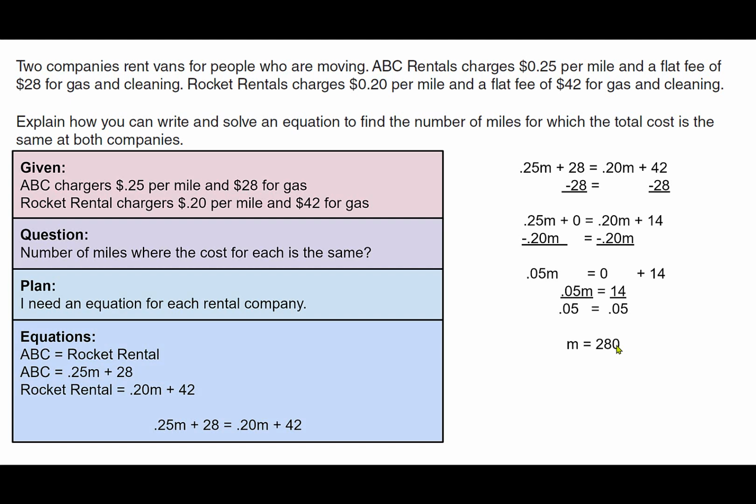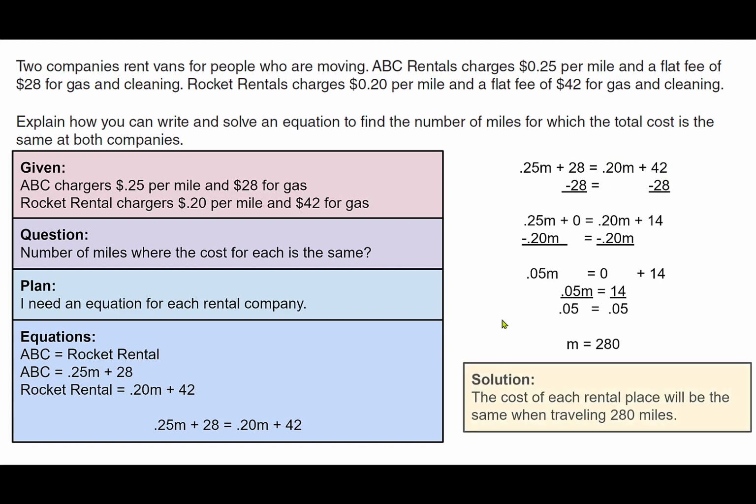And I could use my calculator and take that 280 into my original equation at the very top, and I could put that 280 in for m everywhere I see it, and see if indeed I would get the same number on the left side as I get on the right side.